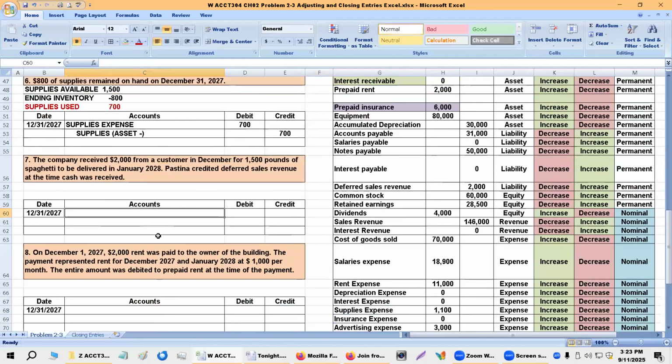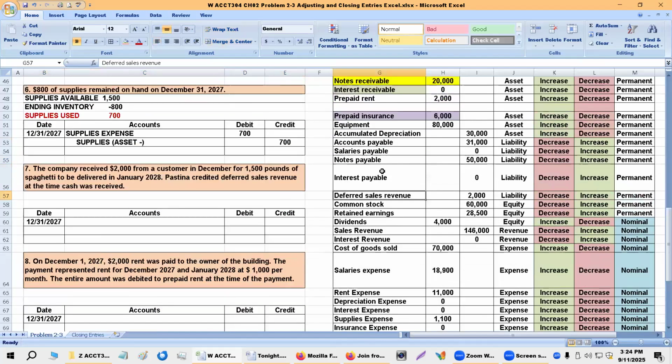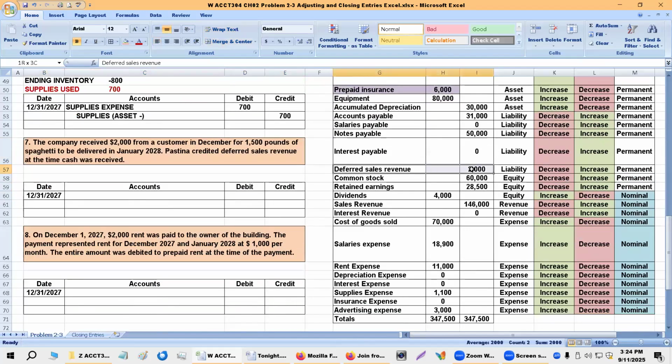Company received $2,000 from a customer in December for 1,500 pounds of spaghetti to be delivered in January 2028. Pastina credited deferred sales revenue at the time it was received. Okay, so this is deferred sales revenue.